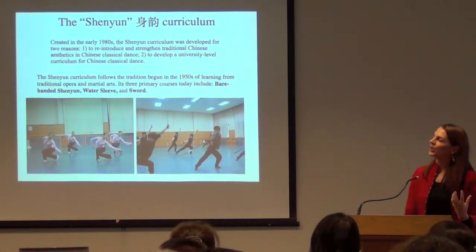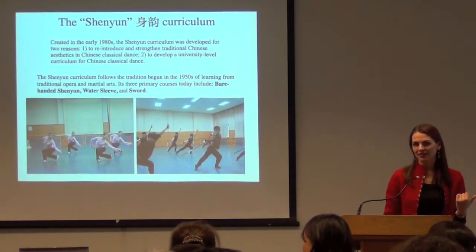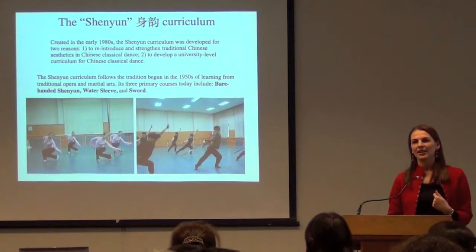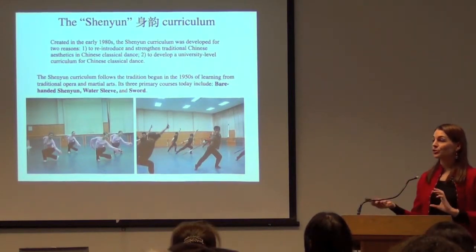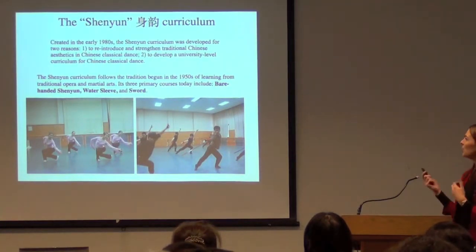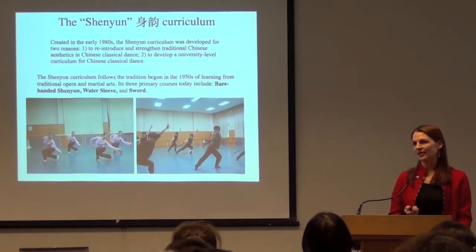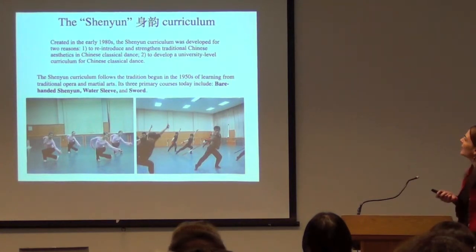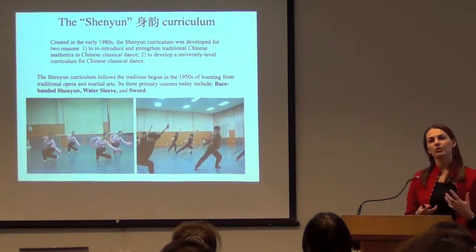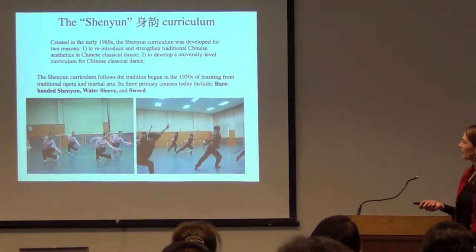The idea was, how can we take this research that we've done into movement styles and make it more theoretical, more culturally sophisticated, and also more useful for training students to an even higher level. The idea that was created was shen, meaning body, and yun, meaning rhyme. Yun is one of the key aesthetic principles of Chinese classical dance that I'll be talking about in just a minute. This was meant to reintroduce and strengthen the so-called Chinese feeling of these dance forms, and also to make it appropriate for a university audience.